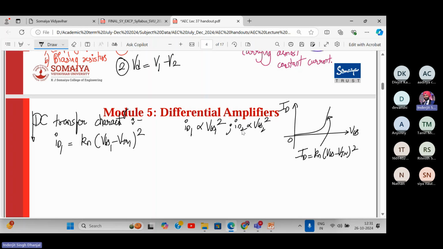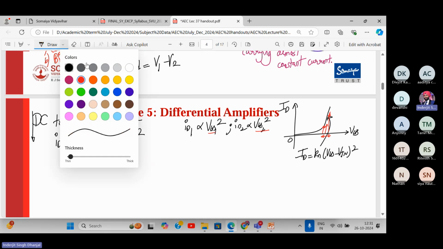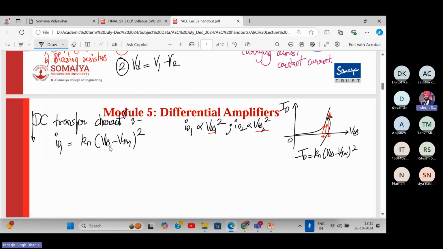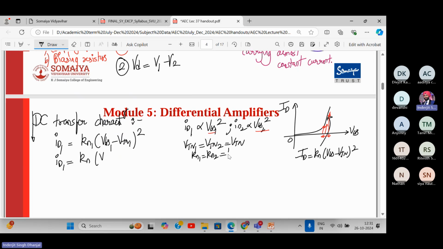Agree? A small change in VGS over here will lead to a large change in ID, as you can see from here. Yes or no? But we have said that VGS1, VTN1 and VTN2 are same. So we can write VTN1 is equal to VTN2 is equal to VTN. Okay. So ID1 is equal to Kn times... Kn1 we write, right? Kn1 is equal to Kn2 is equal to Kn.